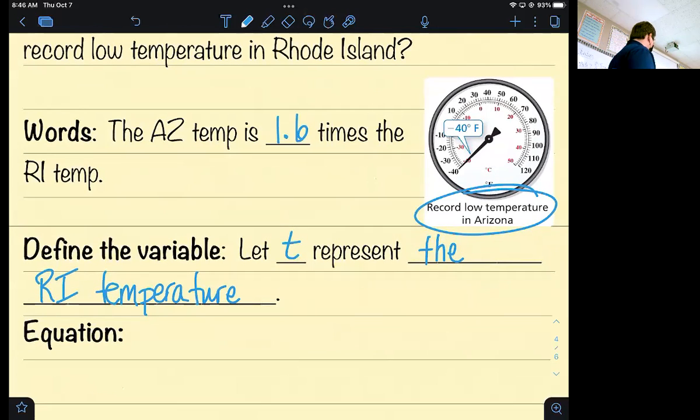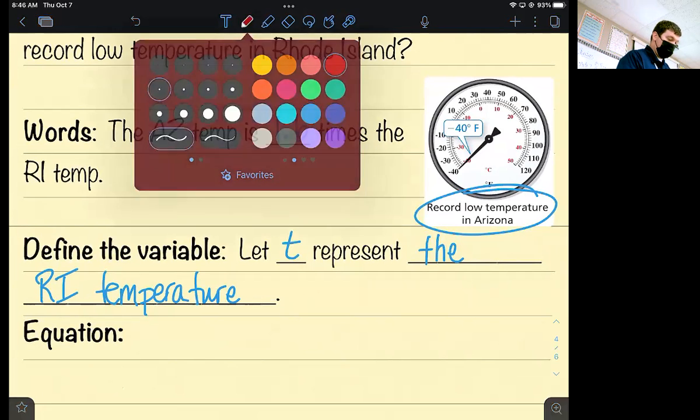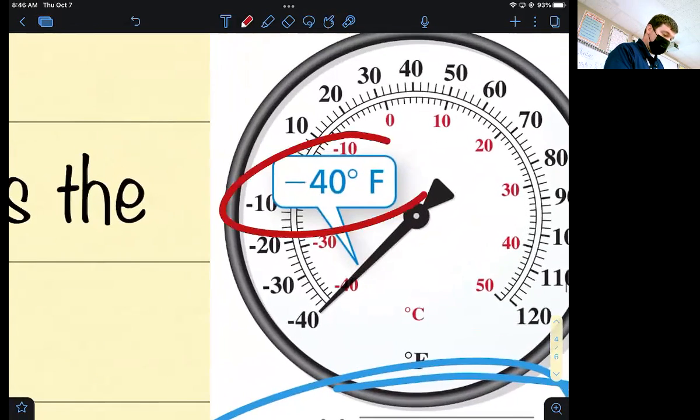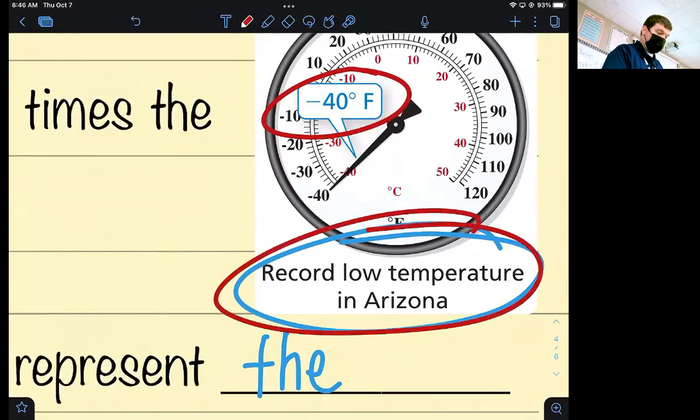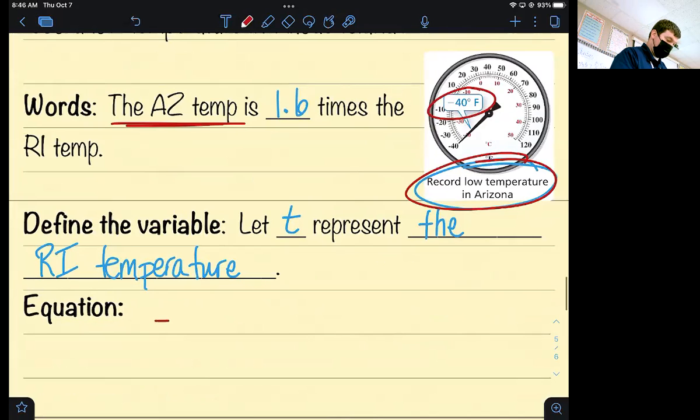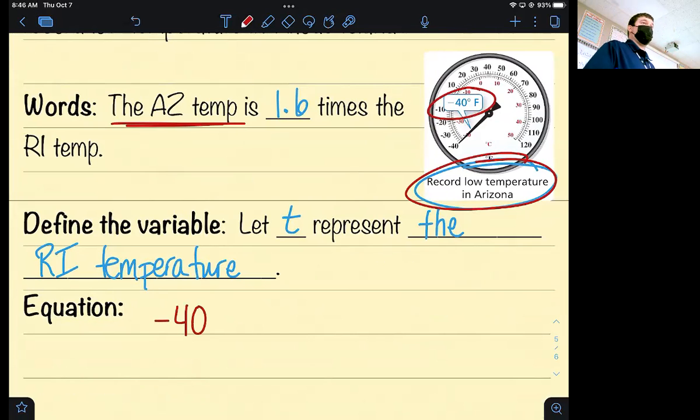So let's turn that word sentence into an equation sentence. When it says the Arizona temperature, Branson, you already told us what that was. What is it? -40 degrees. That is the record low temperature in Arizona. So I'm going to replace that with -40. So when it says the AZ temp, I know the record low in Arizona is -40. Arizona, I don't think it's known for getting super cold. At least I don't think about it getting really cold, but apparently it does sometimes.